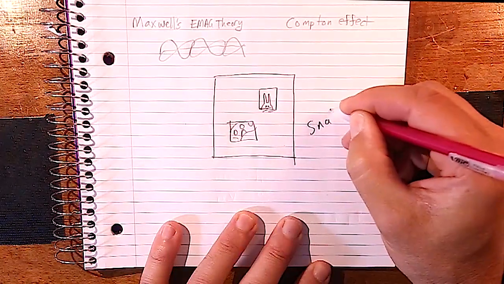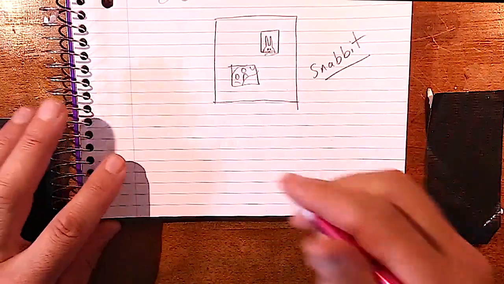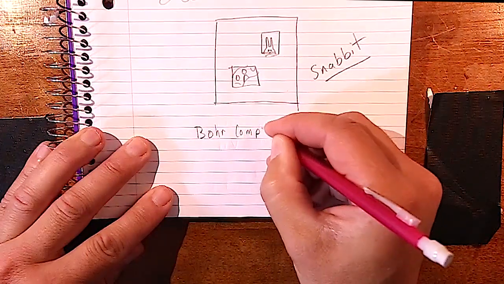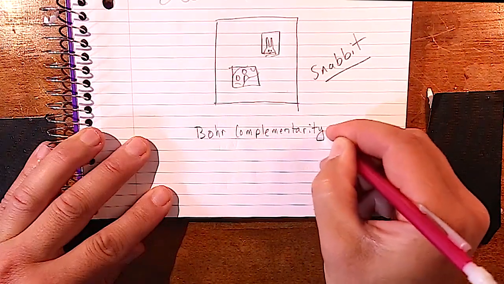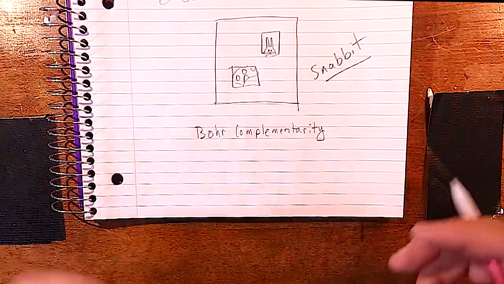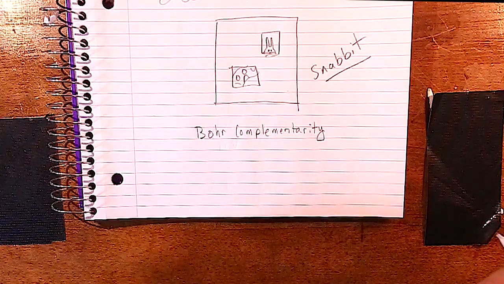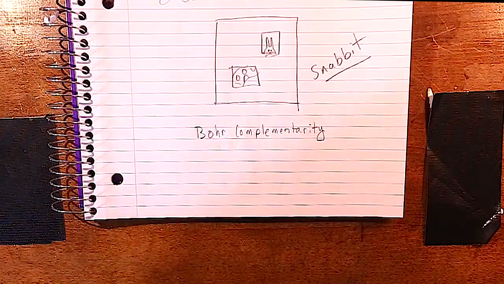So maybe it's not a snake or a rabbit. Maybe it's a snabbit. And that's the idea that Niels Bohr came up with. And this was the idea of complementarity. What he said was that we could have experiments that show us one characteristic of a phenomenon and another experiment that shows us a different characteristic of this phenomenon, but that both are correct. Both are giving us a picture of this thing that we don't really have a full idea of what it is. We can only understand as much as our experiments show us.